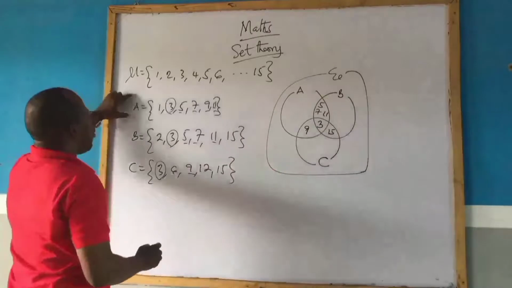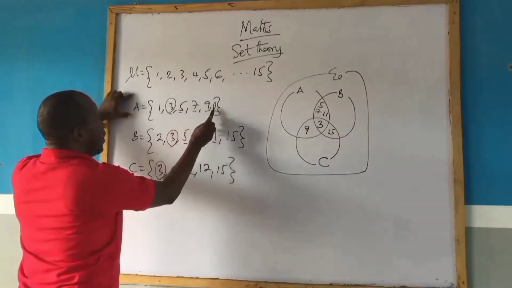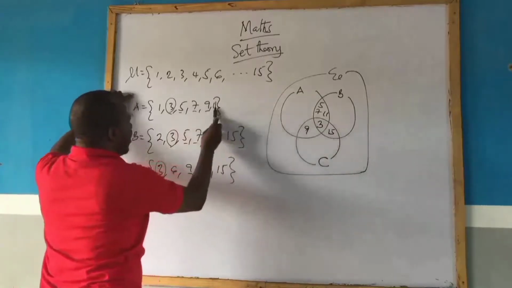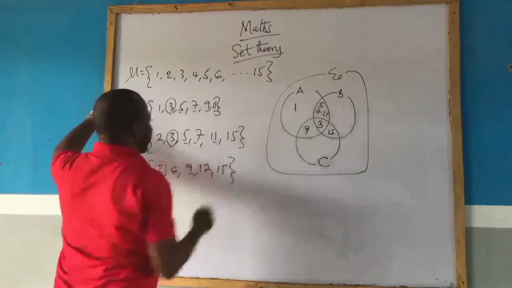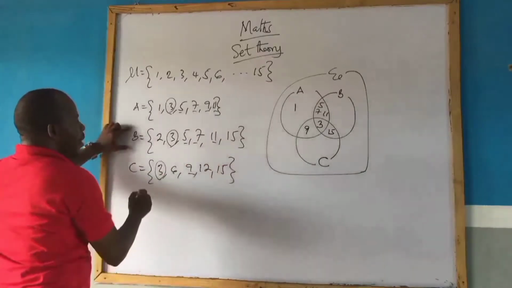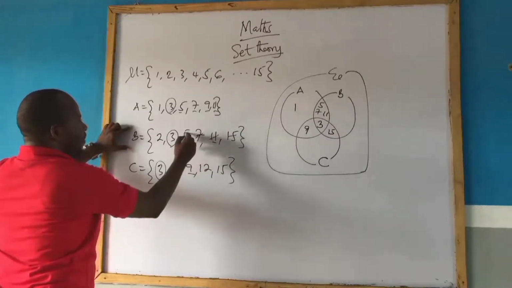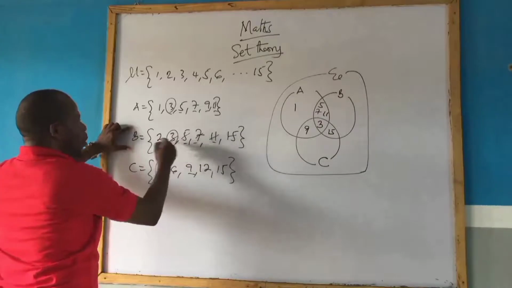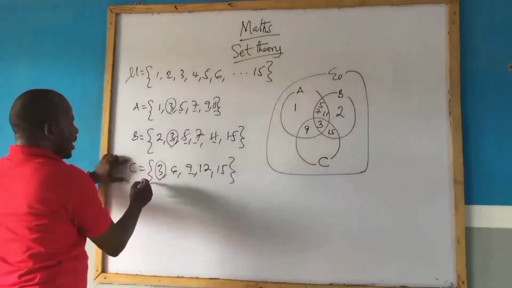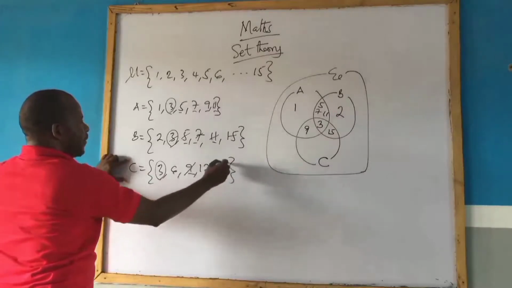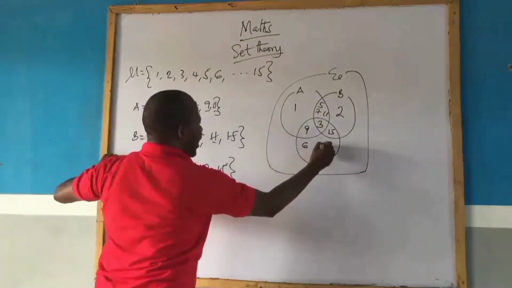So if you go back to A, you have 1, 3, 5, 7, 9, 11. So you have already presented 11, 9, 7, 5, 3. So what is left is what? 1. You go for B, you have already presented 15, 11, 7, 5. You have presented 3. So what is left is 2. If you go for C, you have presented 9, you have presented 15, you have presented 3. So what is left is 6 and then 12.